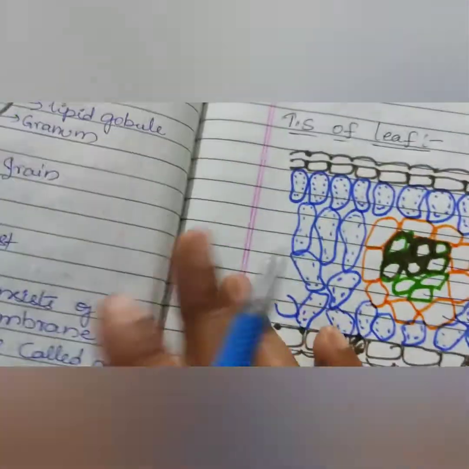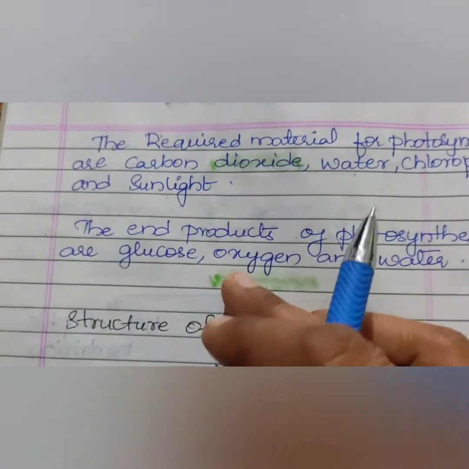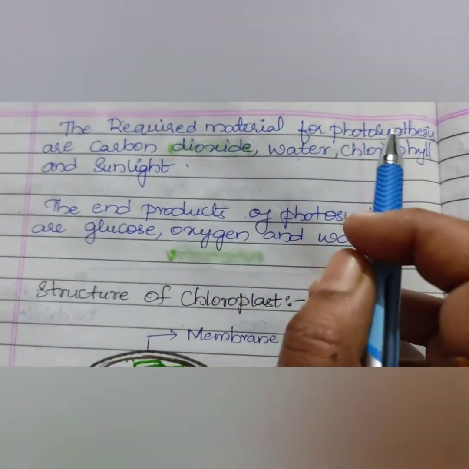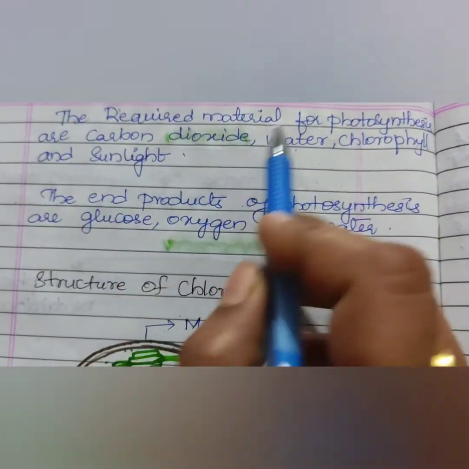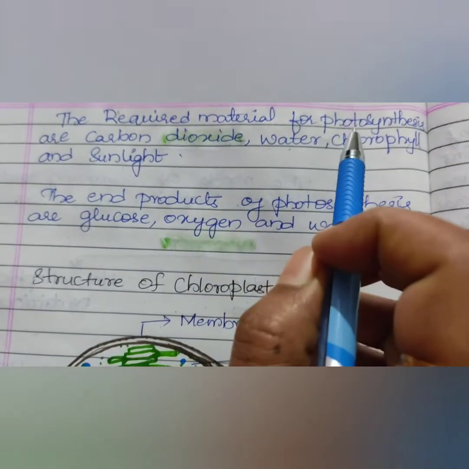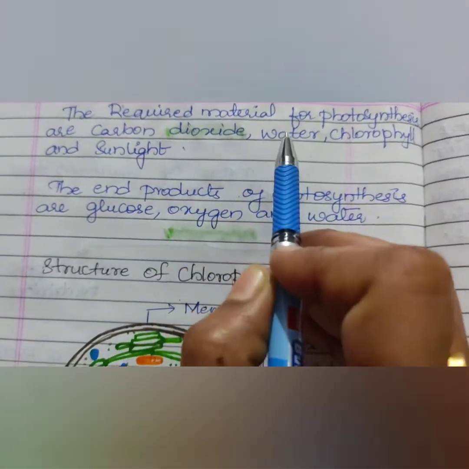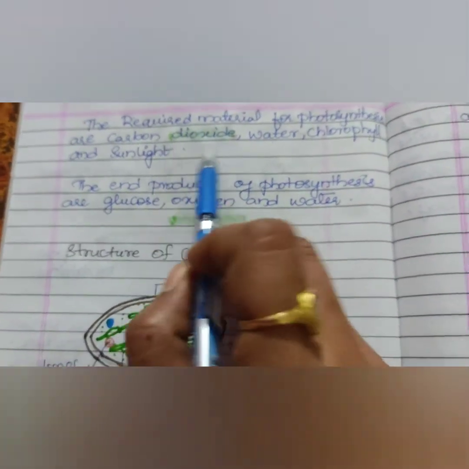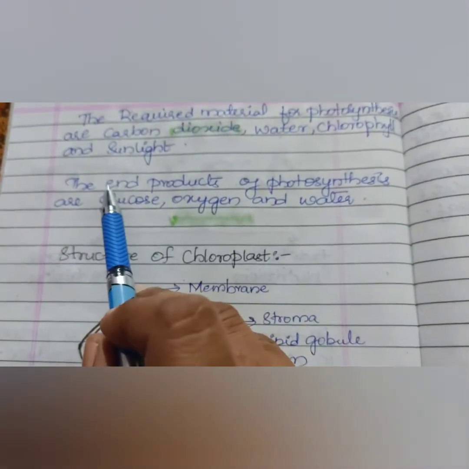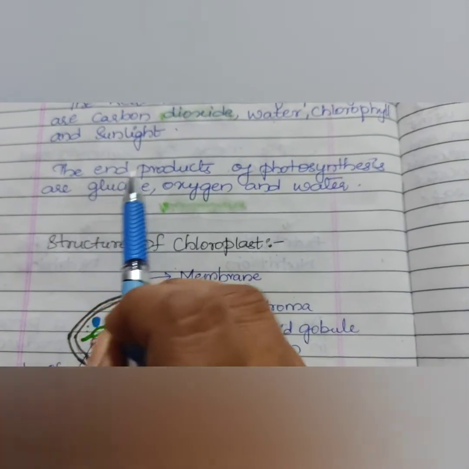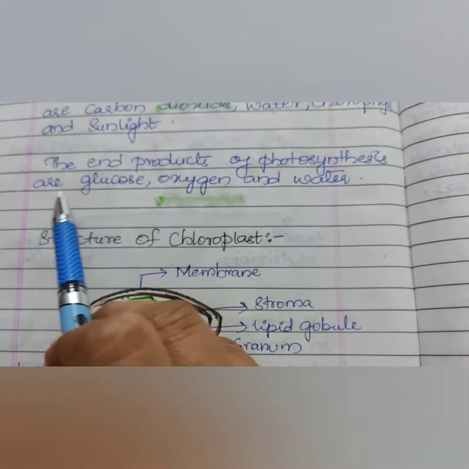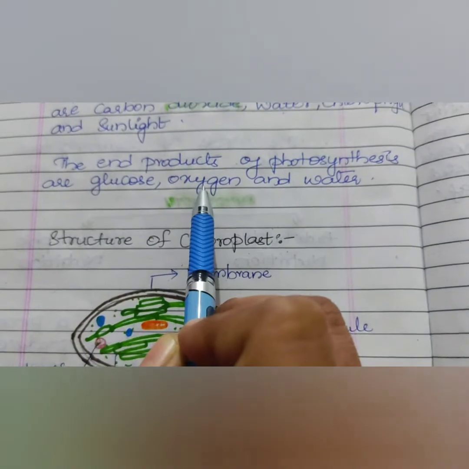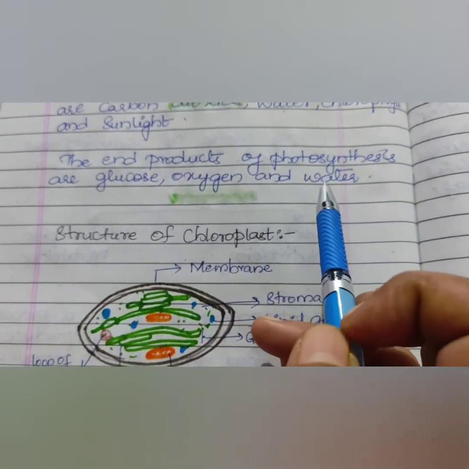Next, we will see the required materials for photosynthesis. These are the raw materials required for the photosynthesis process: carbon dioxide, water, chlorophyll and sunlight. After this process, we get the products. The end products of photosynthesis are glucose, oxygen and water.